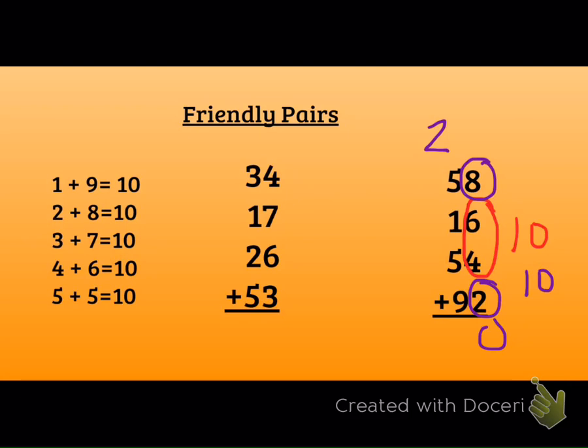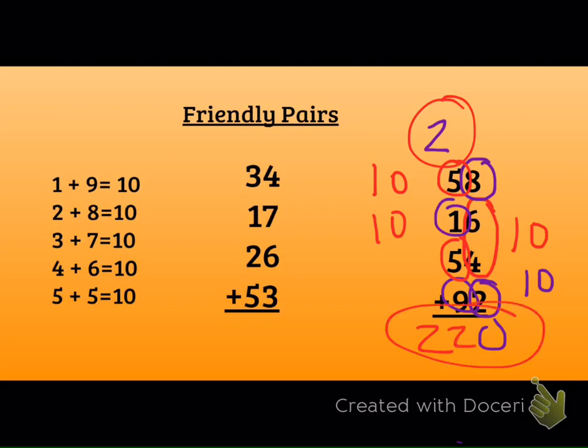Now again, I'm looking for some friendly pairs. Well, I've got a 9 and a 1. That's a 10. I'm looking at a 5 and a 5. That's a 10. So that leaves me a 10 and a 10 plus what I carried over: 10 plus 10 plus 2. These are all things I can do quickly in my head. So our answer then is 220. Good.